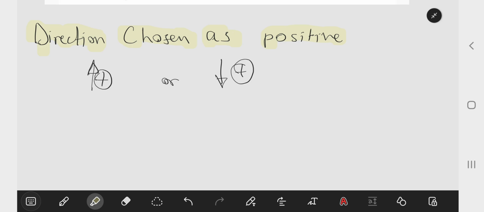So the first question was: is it a drop or a throw? We said if it's a drop, then your initial velocity is equal to 0. If it's a throw, then your initial velocity is a certain value, and we've been using 2 as an example.